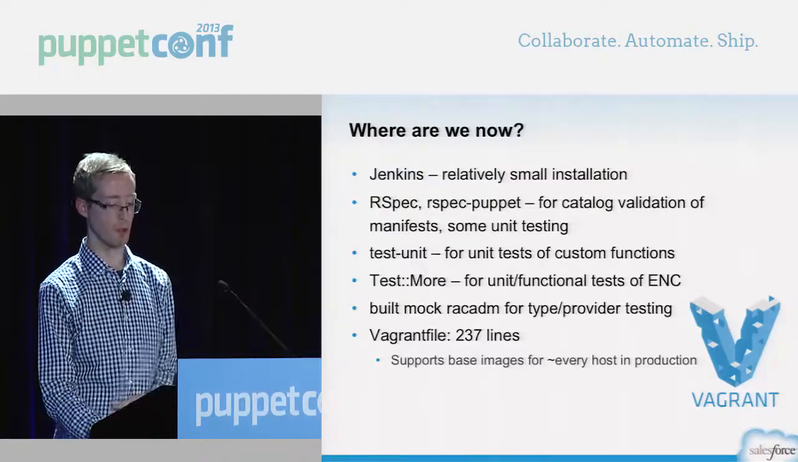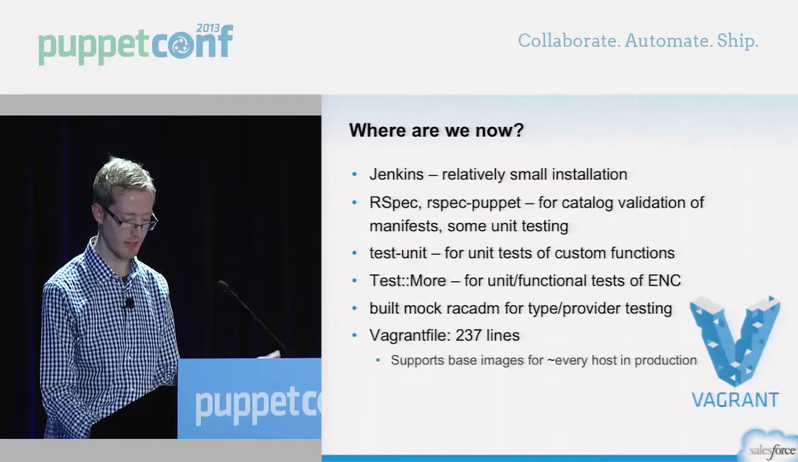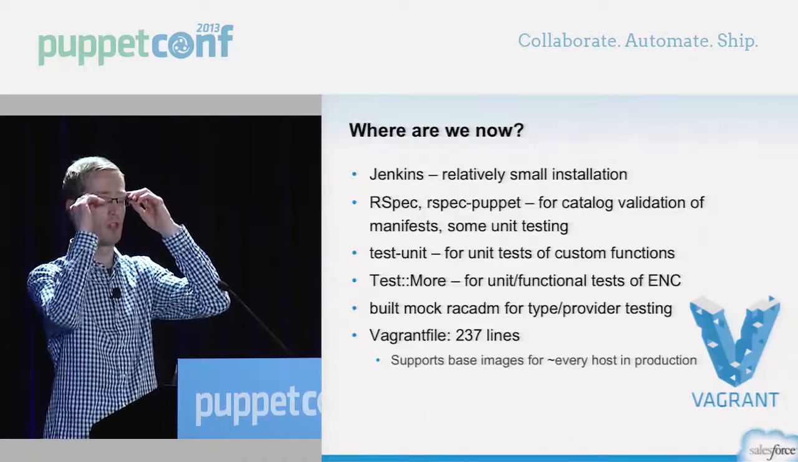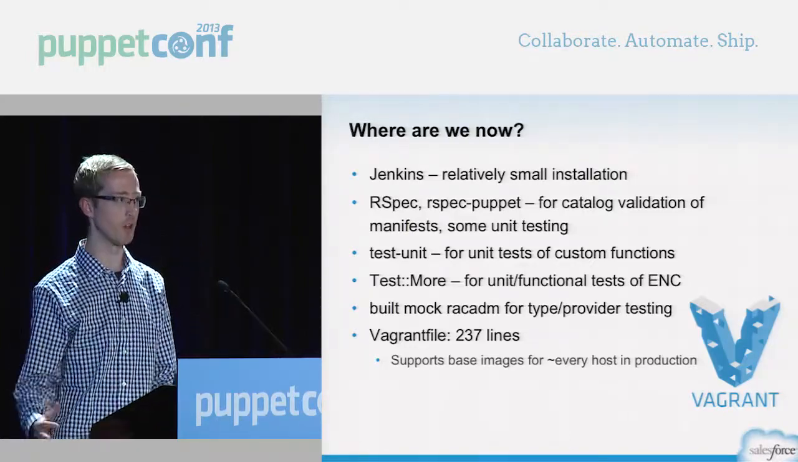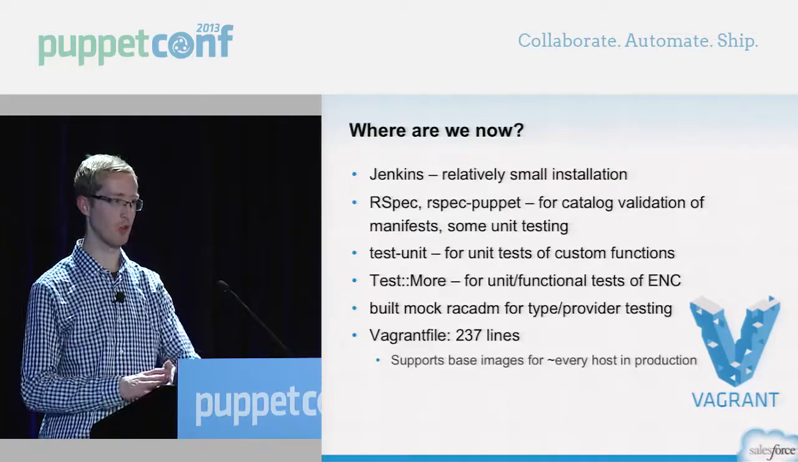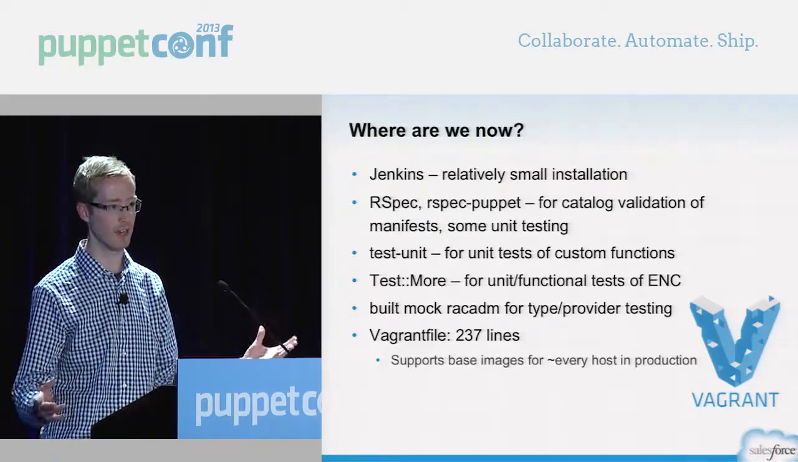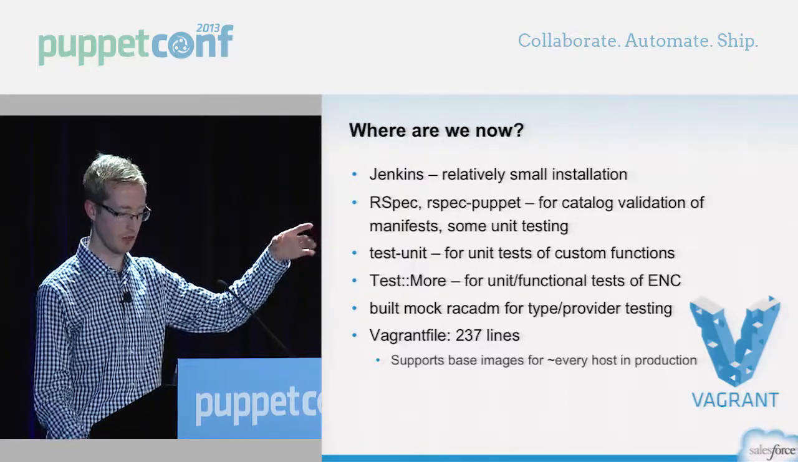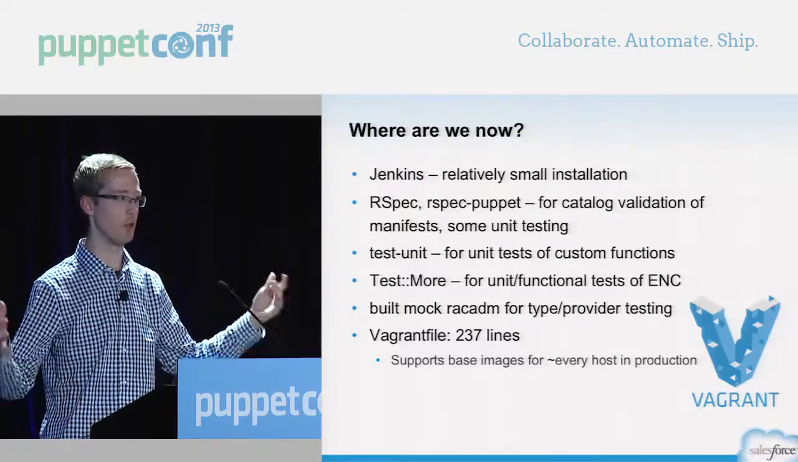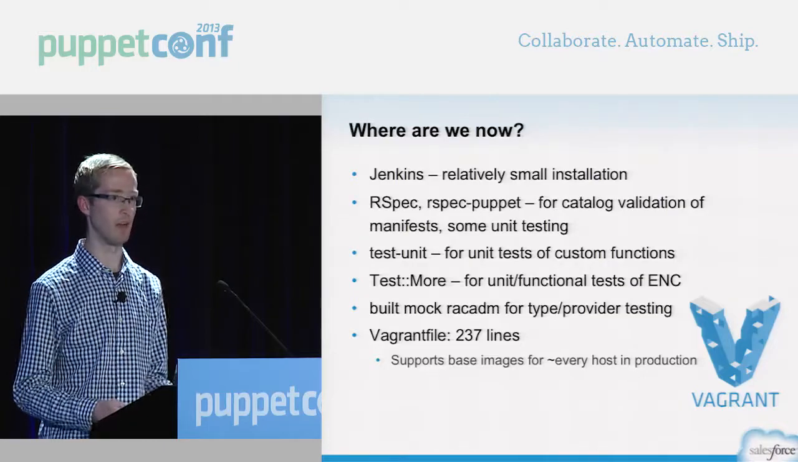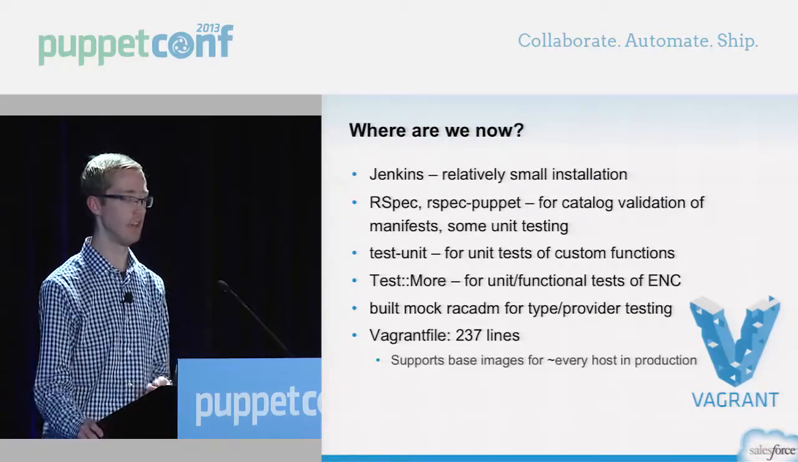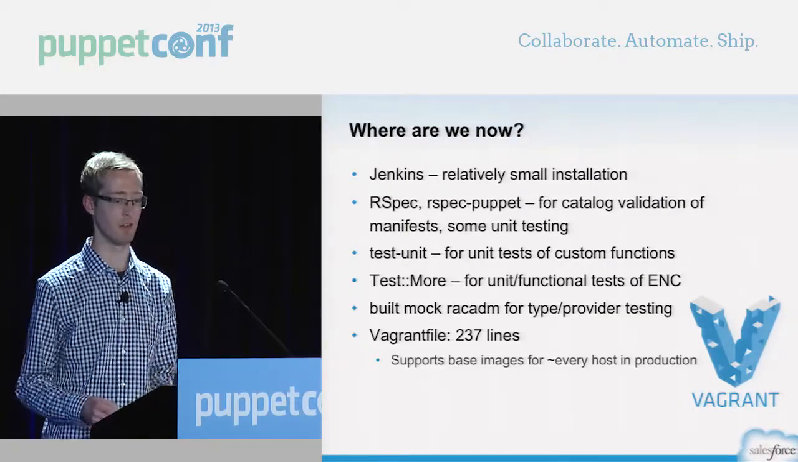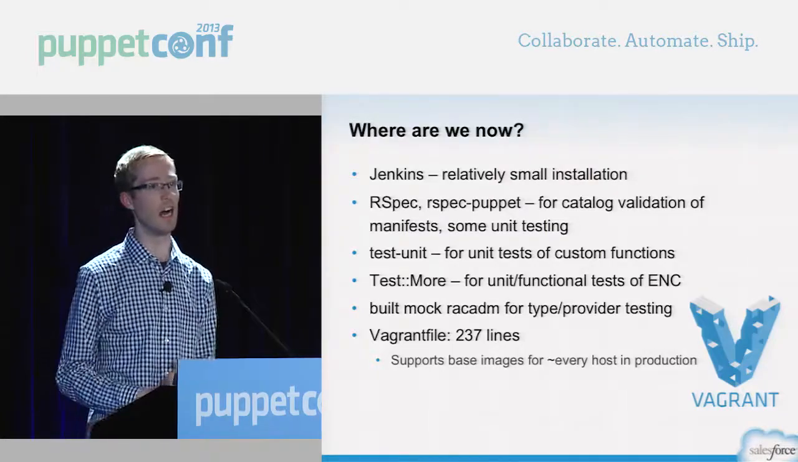Our Vagrantfile has ballooned to 237 lines, but now it supports base images for almost every host in production. Not just the application stack, the operational stack as well. So I was at a talk, actually just two talks ago, where someone showed a 180-line Vagrantfile and was like, you shouldn't do this. And I got kind of embarrassed because ours is even bigger than that.